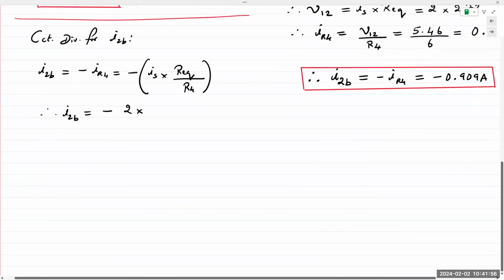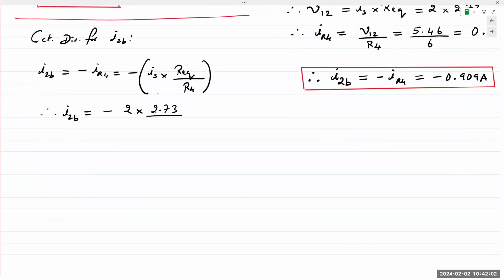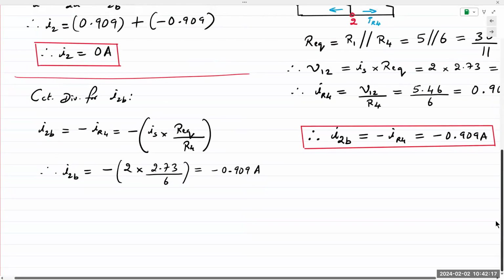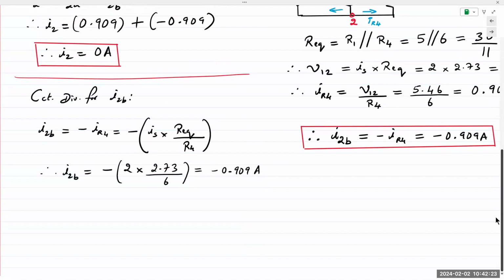That's 2 times REQ, which is 2.73, divided by R4, which is 6. And you would obtain the exact same answer. Again, it allows you to skip 1 or 2 steps. Now, in a quiz or an exam, if I don't ask you specifically to apply current division, you can just do this, which is absolutely fine.